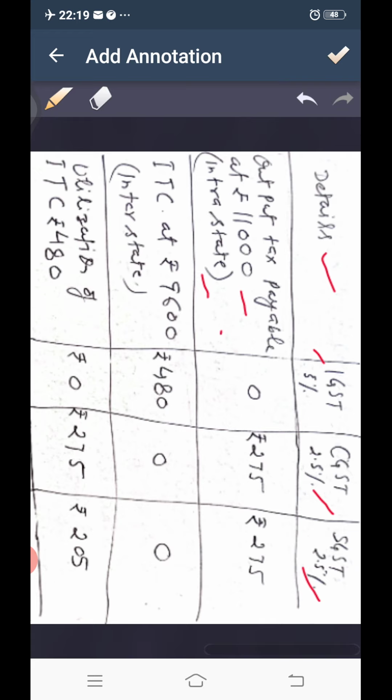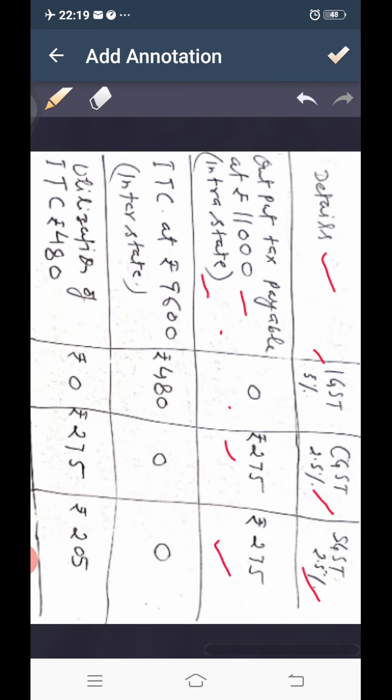So you see, this is intra-state, it means in the same state. So CGST and SGST will be applicable here. So 2.5% of 11,000, that is 275 rupees. Same 2.5% of 11,000, that is 275 rupees.